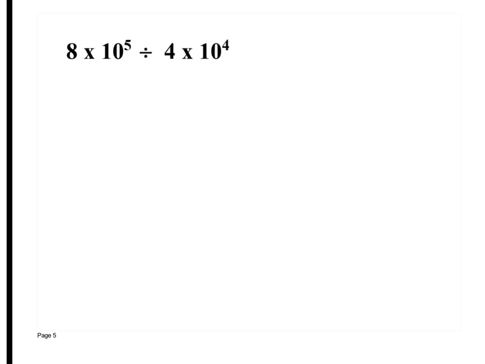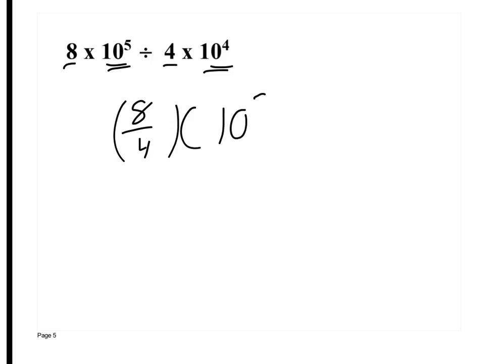Write this down. They might give you another problem where you have to divide. Make sure you read the whole problem. Make sure you understand if you're multiplying or dividing. If you divide, we do the exact same thing where we split up those numbers and those numbers. So we do 8 divided by 4 times 10 to the 5th divided by 10 to the 4th. Which, what did we learn last week? If you're dividing bases, you do what? You subtract the exponents. 8 divided by 4 is 2. So 2 times 10 to the what power? 1 power.